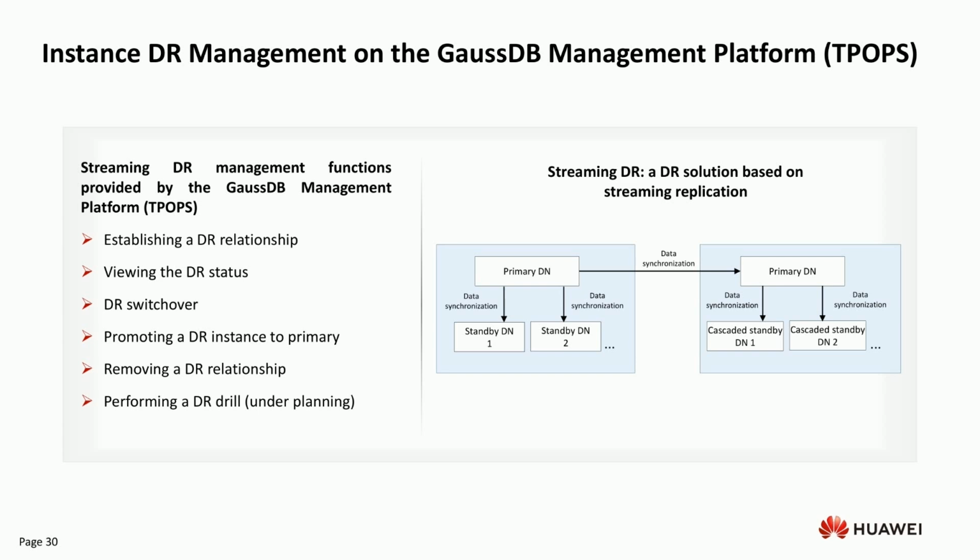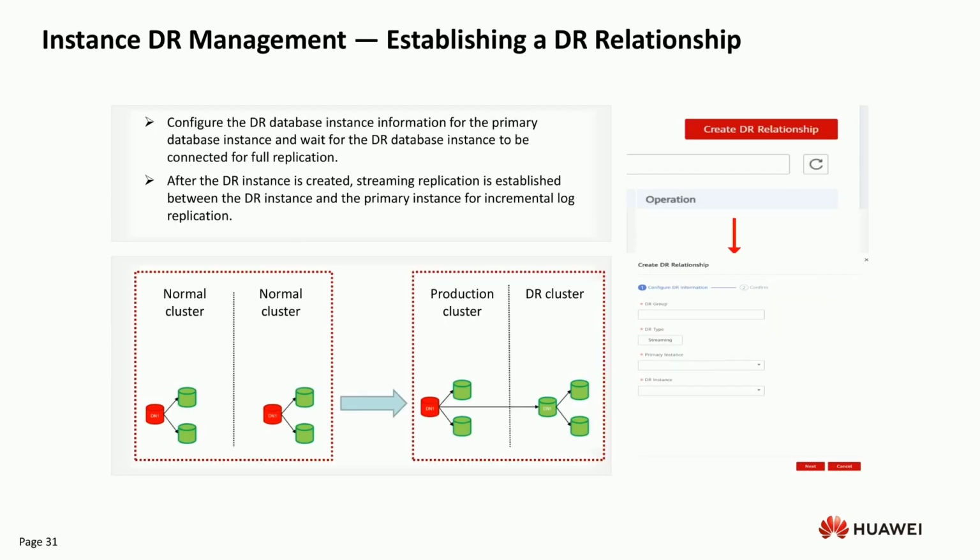The DR drill function is under planning. We will continue to illustrate these functions in following slides. Establishing a DR relationship refers to the process of configuring the DR database instance information for the primary database instance and waiting for the DR database instance to be connected for full replication.